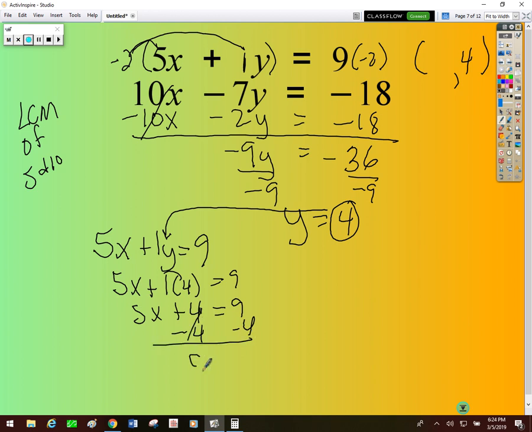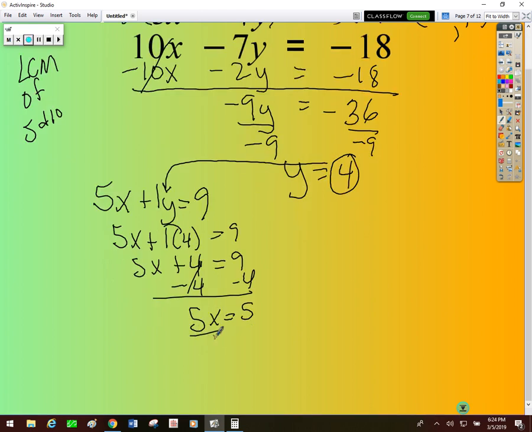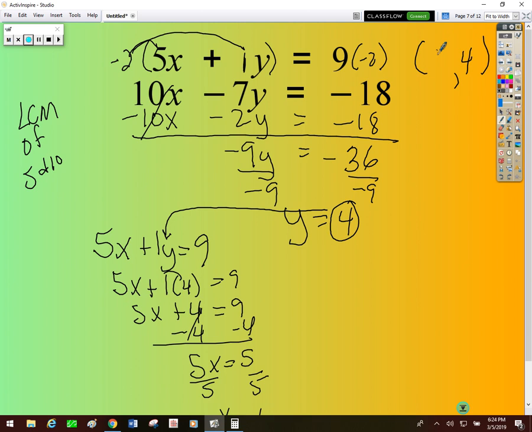This goes away. 5x is equal to 9 minus 4, which gives me 5. All right, then we're going to divide by 5, and we have x is equal to 1. So my solution for this system is x equals 1, y equals 4. So they cross at the point (1, 4) if we were to graph these two. All right, let's look at a couple more.